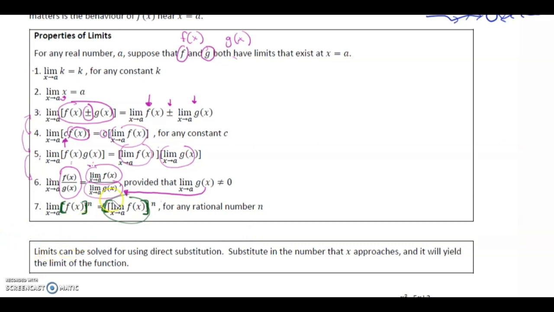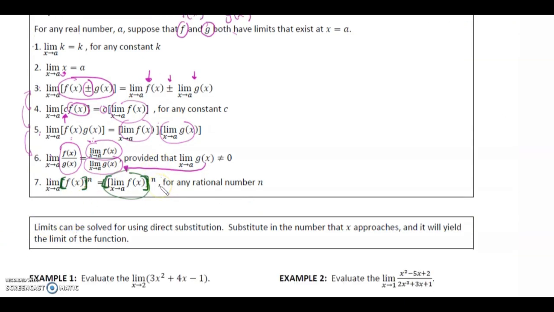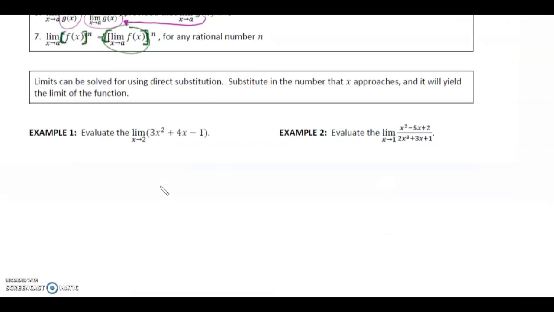So let's take a look algebraically how we can solve for limits. So here's a note. Limits can be solved by using direct substitution. So what we would do is substitute in the number that x approaches, and it will yield the limit of the function.